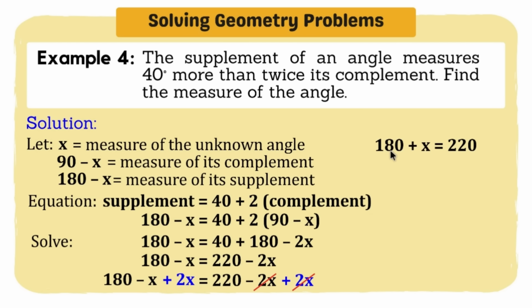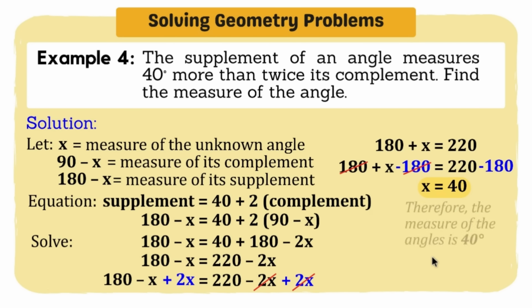And then we have here 180 tsaka 220. Pwede nating pagsamahin yan by removing 180 here on the left side using subtraction property. Mag-subtract tayo ng 180 para matanggal po yan at maiwan lang si x, okay? So, therefore, we also subtract 220 by 180. So, magiging x now will be equal to 40. Okay, therefore, the measure of the angle is 40 degrees.